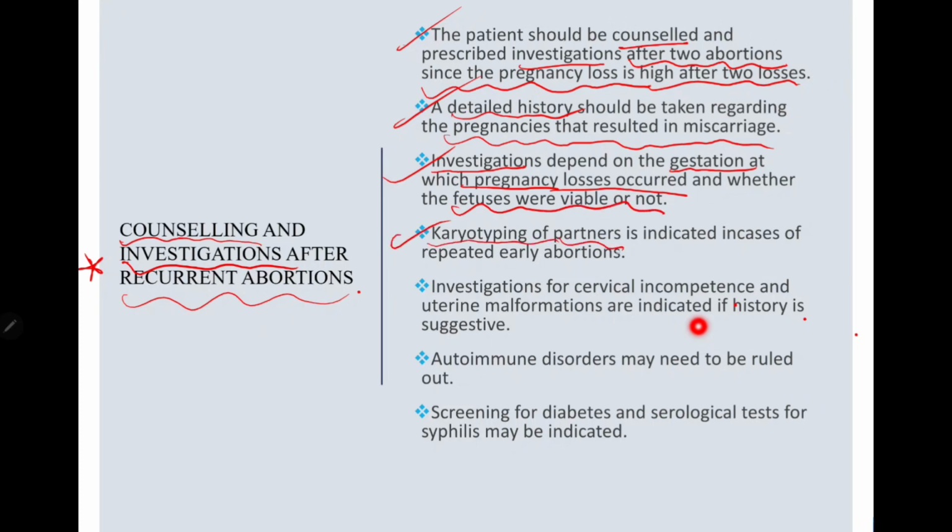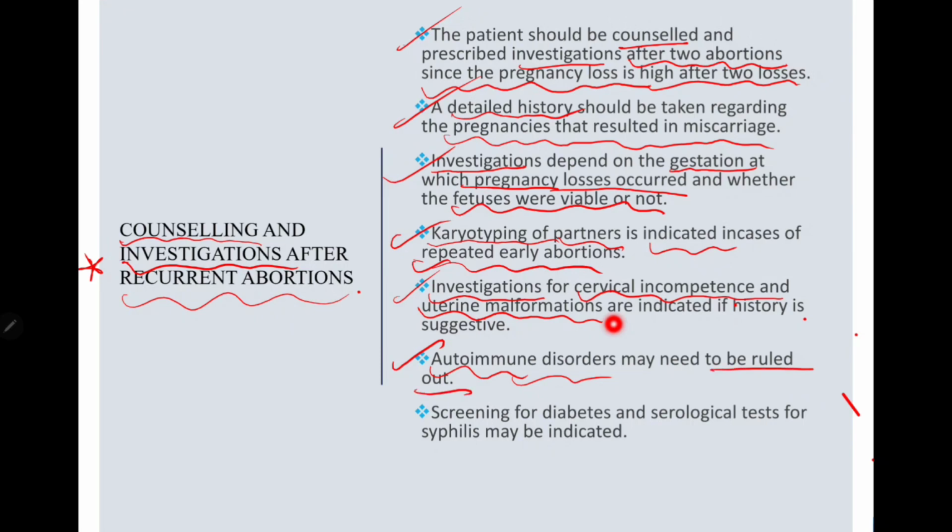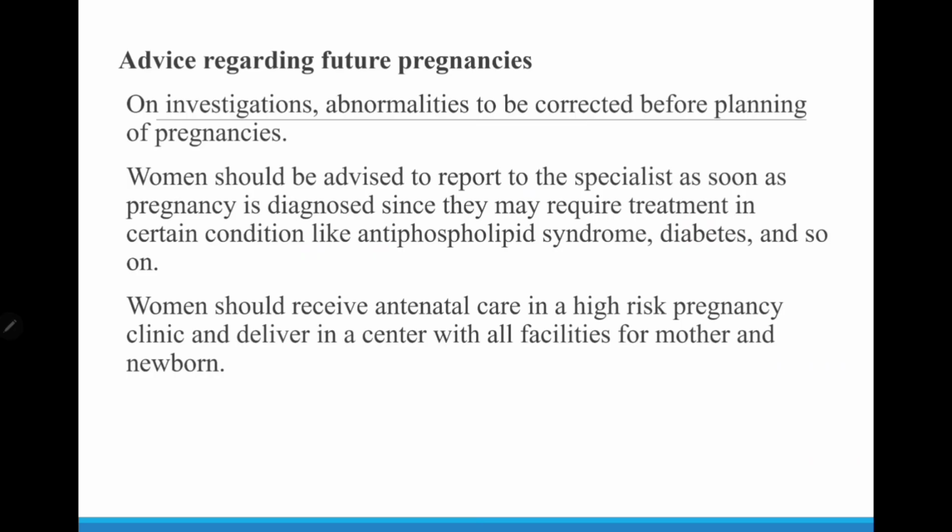Then karyotyping of the partners is indicated, because in any case of repeated early abortions, karyotyping of the partners must be done. Next, investigations for cervical incompetence and uterine malformations are indicated if the history is suggestive. Autoimmune disorders may be ruled out, screening for diabetes is very important, and serological tests for syphilis are also indicated. All these may be indicated.